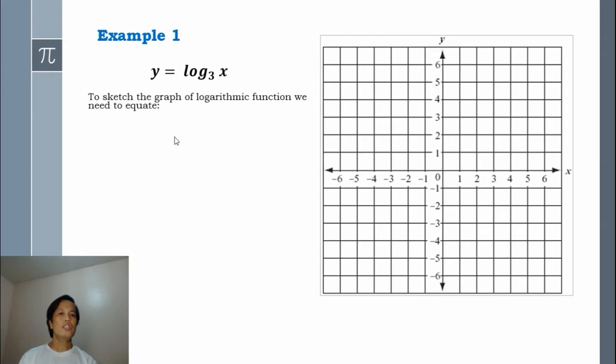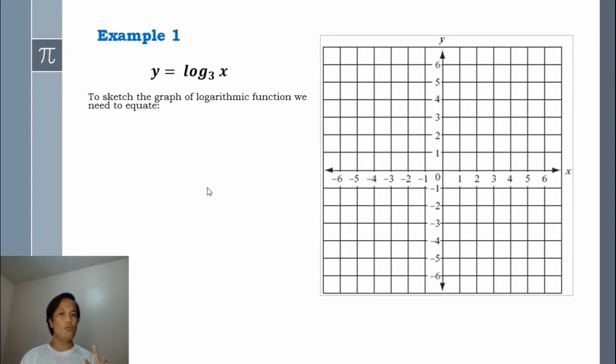If we want to sketch the graph of a logarithmic function, we need to equate the value of x to three values. Number 1, equate x to 0 for the vertical asymptote, because x here should be greater than 0. Meaning, if we equate x to 0, that means 0 is not part of the solution, because x should always be greater than 0. So first things first is equate to 0.